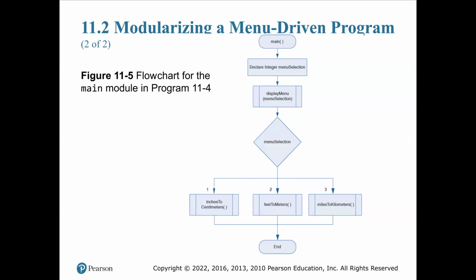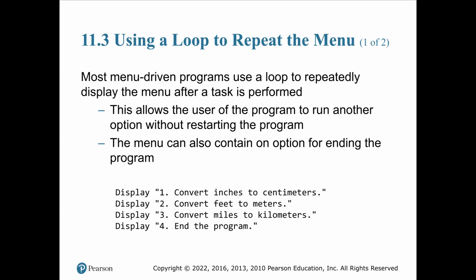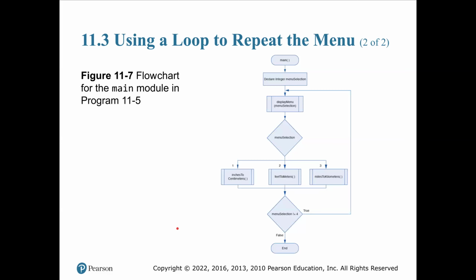So here's another example of a flowchart. You typically use a loop, and so one of the menu options is to quit. So here we have option 4 to end the program. So we've seen that in some examples as well.